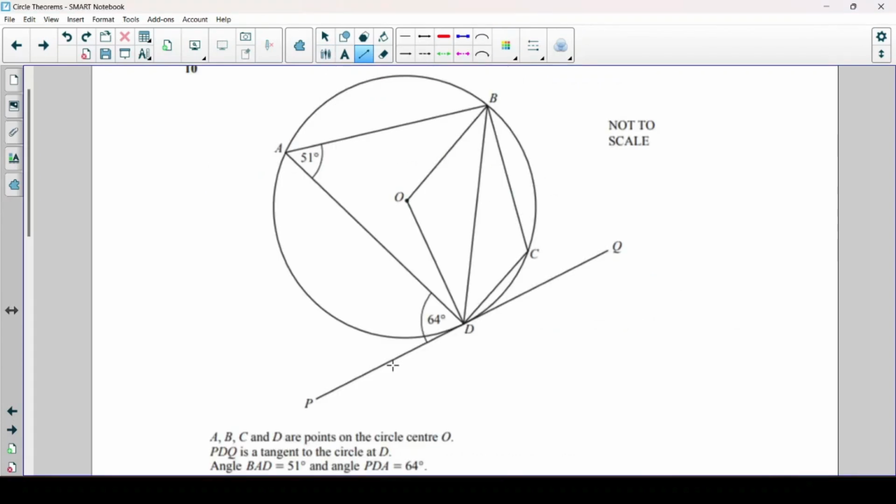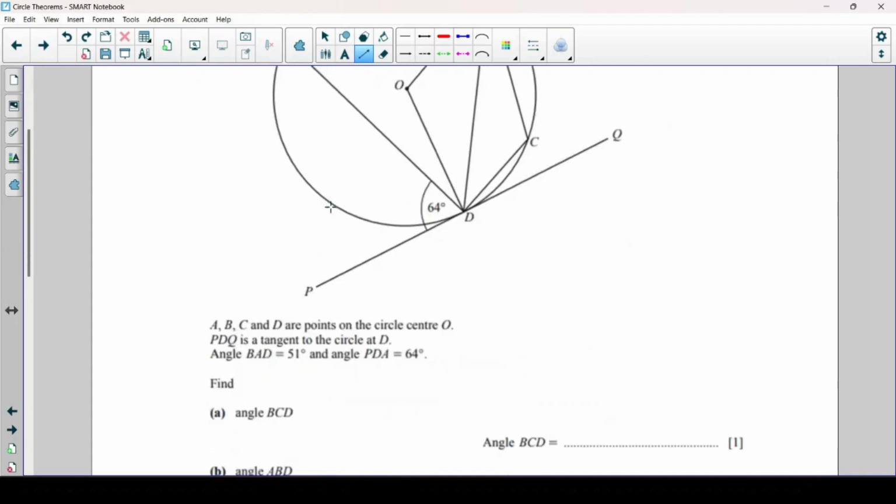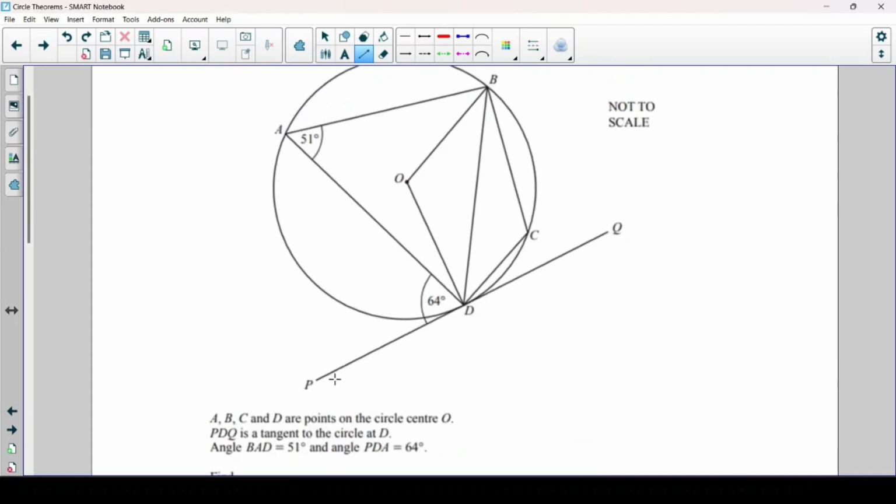Things to notice on this question are we've got a tangent, we've got triangles connected to the tangent, we've also got the radius there, and an angle at the centre. So we could be using a lot of circle theorems in this one. We've also got a cyclic quadrilateral as well. The first thing we're asked to find is BCD.